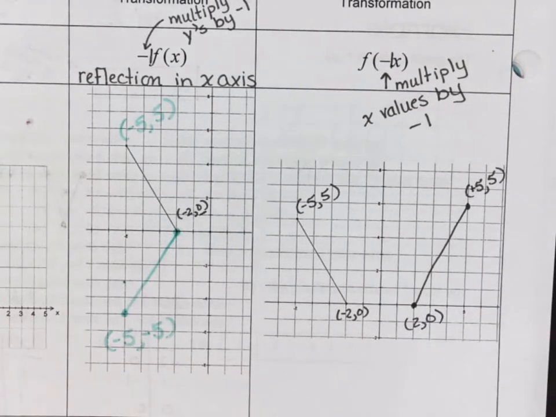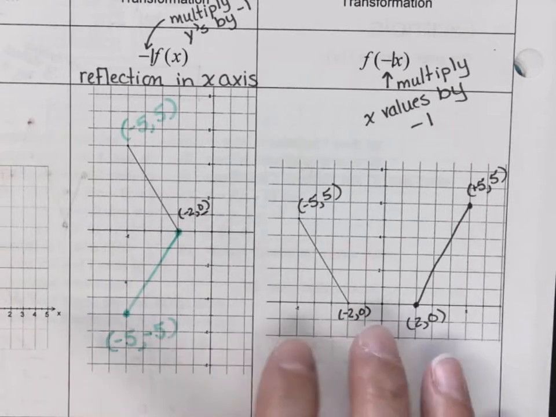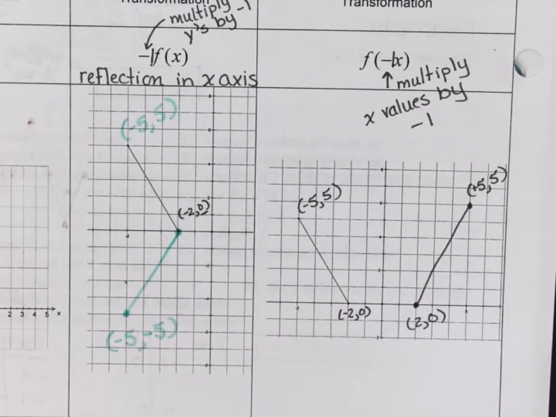Are there any invariant points on this graph? No. None. So not all graphs have invariant points. You just need to be able to identify them when you do have them. It's the point that doesn't move. All the points moved on this one.